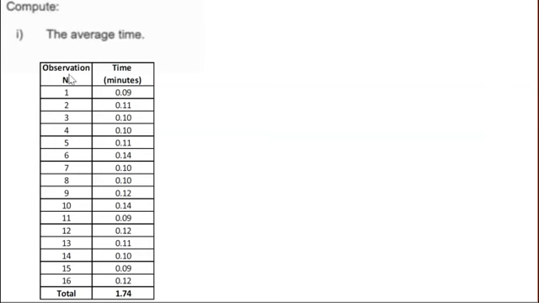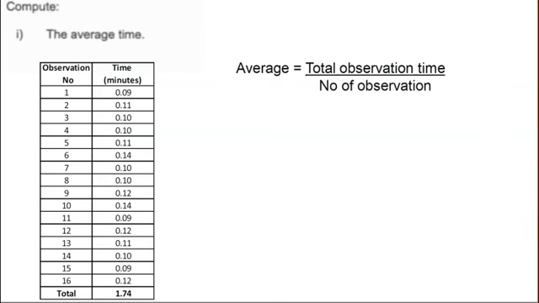The first one is to take the average time. So we have 16 observations. The first thing is to check whether there is some data that we need to delete. So far, the lowest is 0.09. Okay, the highest one is 0.14. So I think every data is okay. So we are going to take the average of all the 16 observations. The total is 1.74 minutes. Then we need to divide by 16.